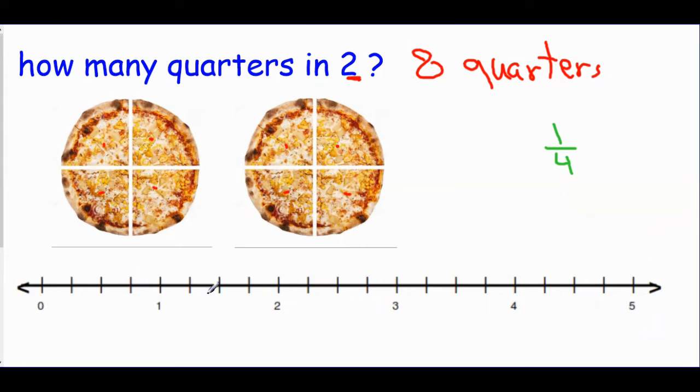So I divided this number line into quarters, and I will count in quarters until I reach 2. This is 2. I will see how many quarters there are. So 1, 2, 3, 4 quarters is one whole, 5, 6, 7, 8 quarters is 2. Again, 1 quarter, 2 quarters, 3 quarters, 4 quarters, 5 quarters, 6 quarters, 7 quarters, 8 quarters, and this is 2. So I counted 8 quarters.